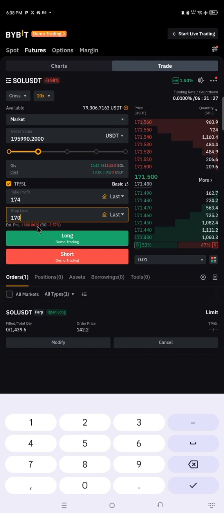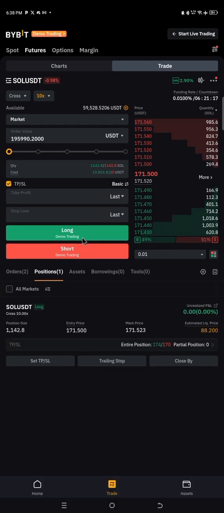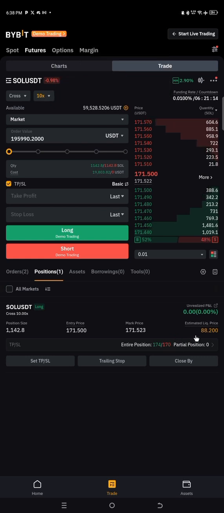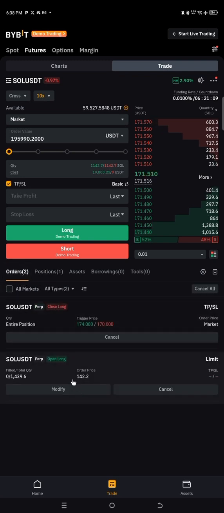So I'm going to buy. Long. Remember we are using market order, so it will pick the current price. So let's go. You can see it has picked, right? The order has been triggered. But look at this one. This one is waiting for the price to come to 142 so that it will buy.